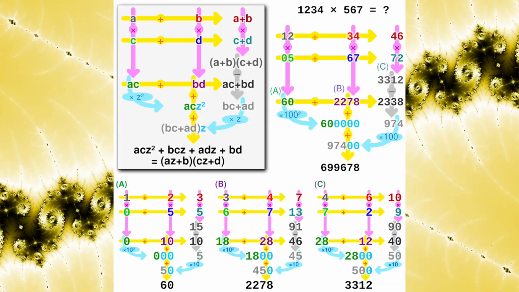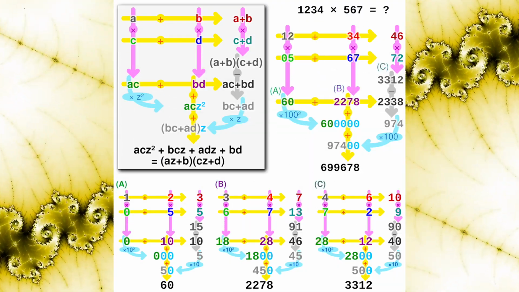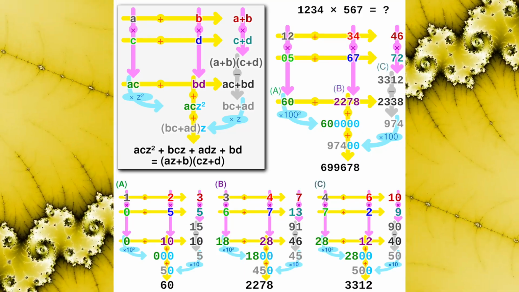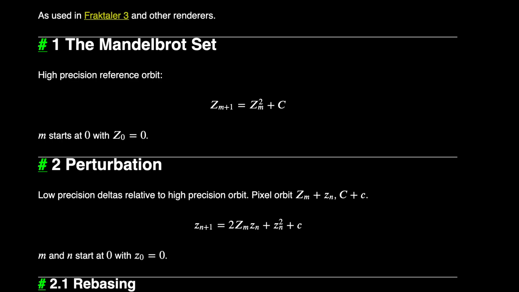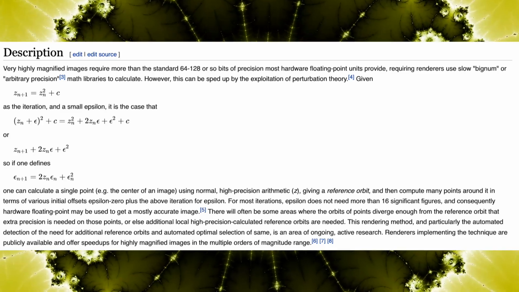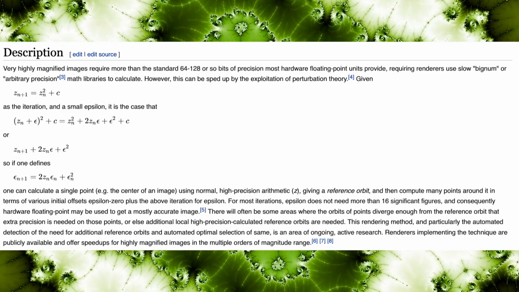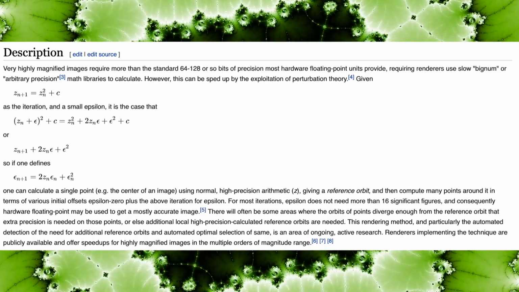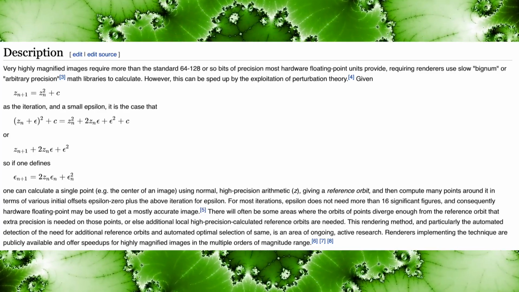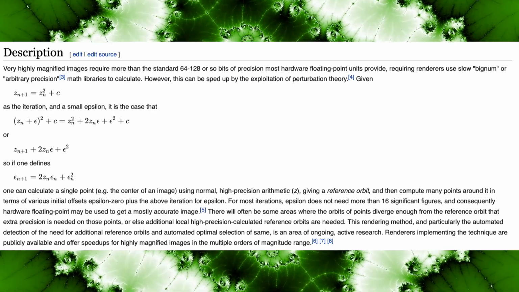The Karatsuba algorithm, for example, can speed this up, but if you can understand this diagram, I'm sure you know what it means. Since I don't. But anyway, let's get back to how perturbation merges high precision and low precision values. The idea is this. One single iteration of high precision is calculated, which becomes the reference orbit. This can then compute many points around in terms of small offsets.